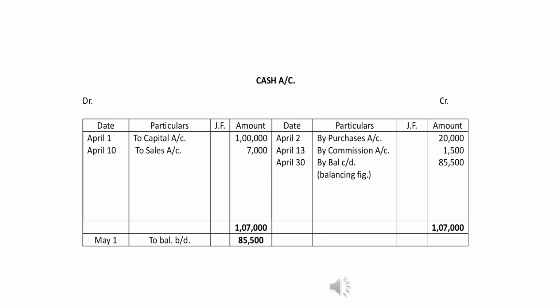This way, we can prepare ledger accounts for the remaining accounts as well. That means for capital, for purchases, for sales, for commission, for Kishan account and for Atul account as well. Even though if any account is having only one transaction going on with them, still you will be required to make a ledger account for them separately.